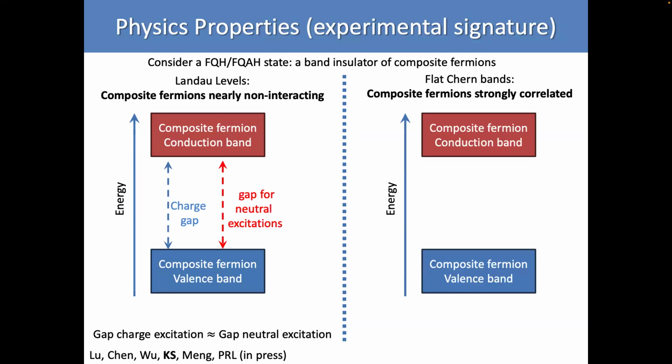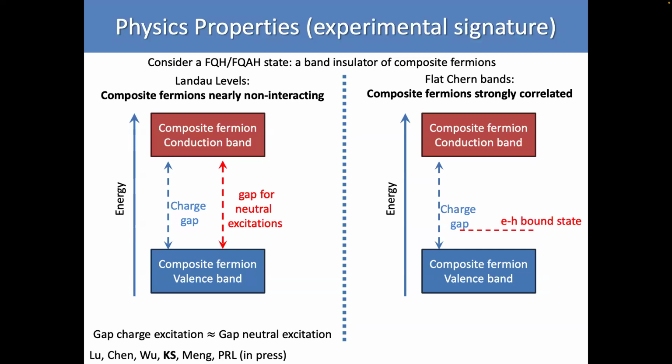But that would not be true for interacting composite fermions. For interacting composite fermions, the charge excitation, the energy cost to add or remove a particle, is still controlled by the band gap. But charge neutral excitation is not controlled by the band gap. This is because the charge neutral excitation for interacting fermions is a bound state of a particle and a hole. Stronger interaction means stronger binding energy, which means the energy cost to create this particle-hole bound state is lowered.